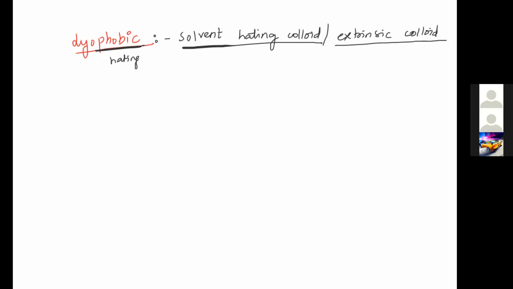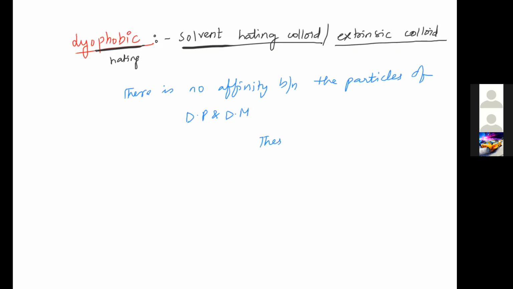So the colloid solutions where it's opposite, where there is no affinity between the particles of a dispersed phase and dispersed medium, you call them lyophobic colloids. These solutions are formed, but with great difficulty and only by special methods. These solutions are readily precipitated or coagulated.